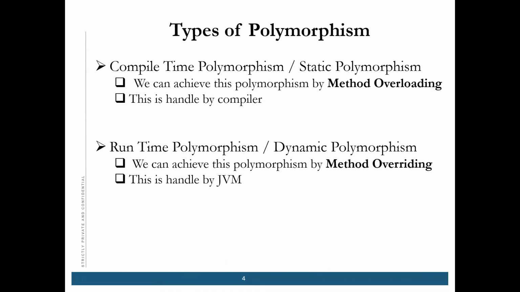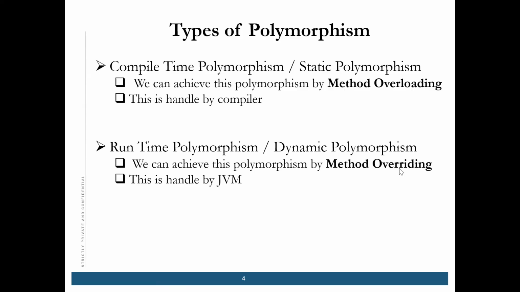So there are two types of polymorphism: method overloading and method overriding. This is a very important topic. So first we will learn about method overloading. Method overloading is a static polymorphism. Overriding is dynamic polymorphism. Overloading is handled by the compiler. Overriding is handled by JVM. So this is just for your knowledge of how it is running in the backend. That's the only thing.